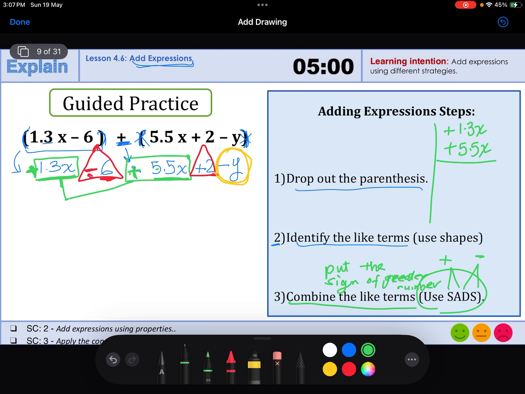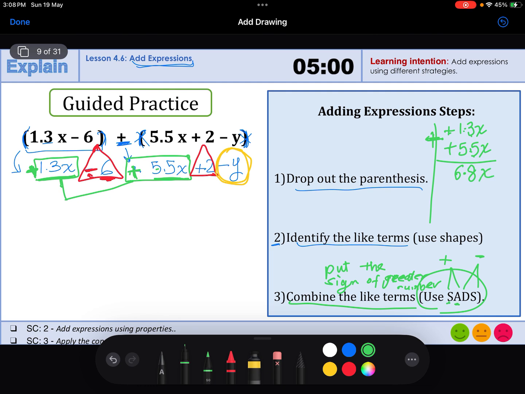So in this case, we have positive 1.3 and positive 5.5. Since both of them are positive, then they are same signs. So I have to add them. So I need to add these two numbers, 1.3 and 5.5. 3 plus 5 is 8. Now put the decimal down. 1 plus 5 is 6. And write the variable down. Don't forget to write the variable down, okay?